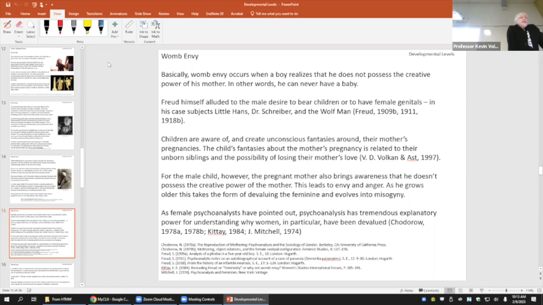This leads to Indian anger. As he grows older, this Indian anger takes the form of devaluing the feminine and evolves into misogyny. This is one of the reasons that feminist psychoanalysts point out. They believe it is one of the underlying reasons why in society males have put women down, kept women in their place. They don't make as much money, and they're not allowed in certain professions, at least they didn't used to be. This all stems from women.